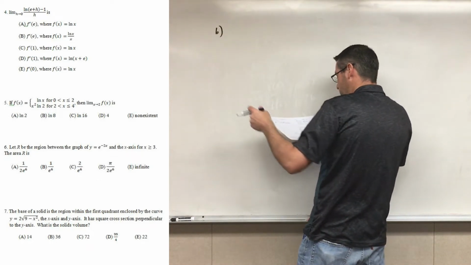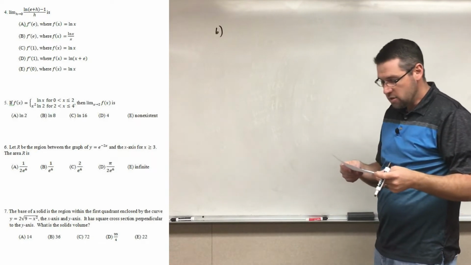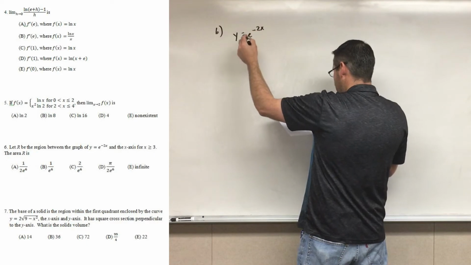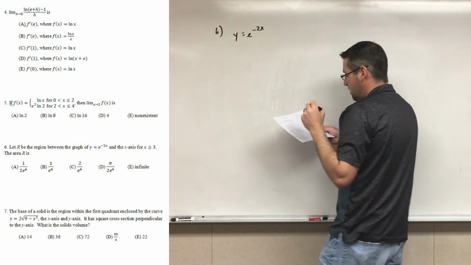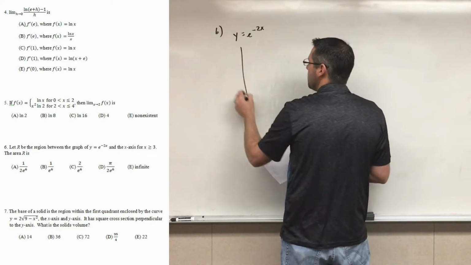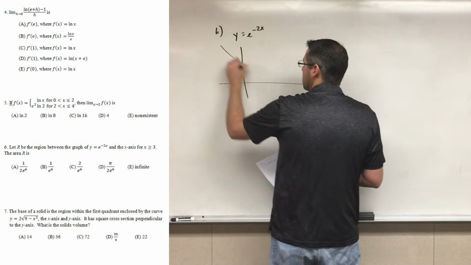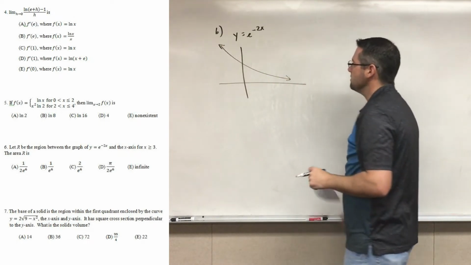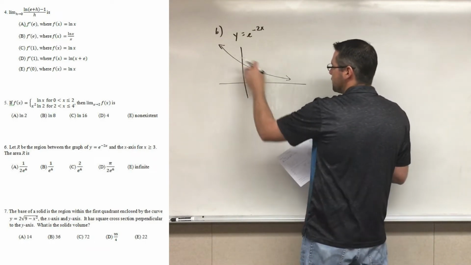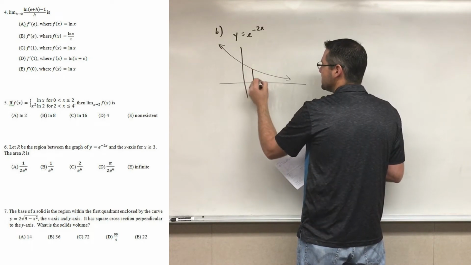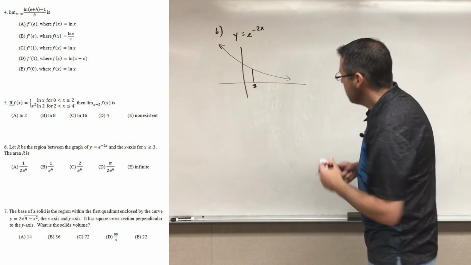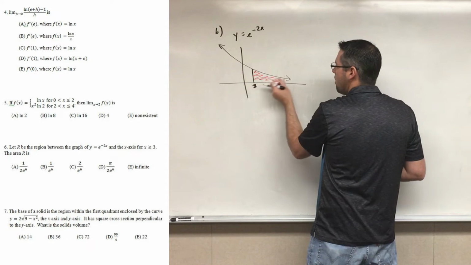For number 6, it says let R be the region between the graph y equals e to the negative 2x and the x-axis, for x greater than or equal to 3. And we're looking for the area of the region R. So I'm going to go ahead and graph this. We have exponential decay here, so that is that function. And it says we're looking for the region that's bounded by the curve, the x-axis, and x greater than 3. So let's call this x is 3. We are actually looking for the area of all of this.